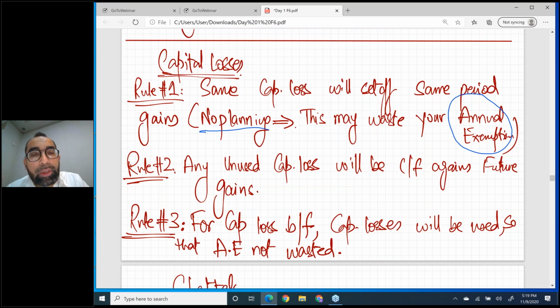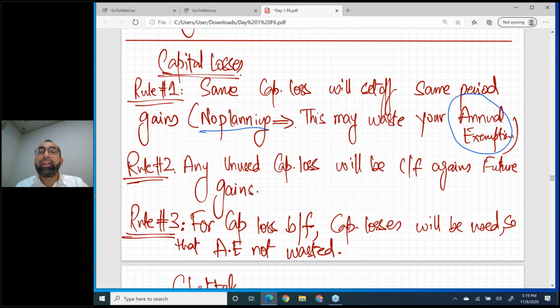But there is good news. When you have brought forward capital loss from last year, then now you can do planning. What is the planning? Brought forward capital loss should be used in that style that you don't waste your annual exemption. You don't need to waste your annual exemption.